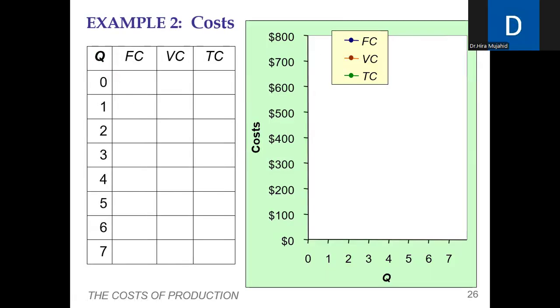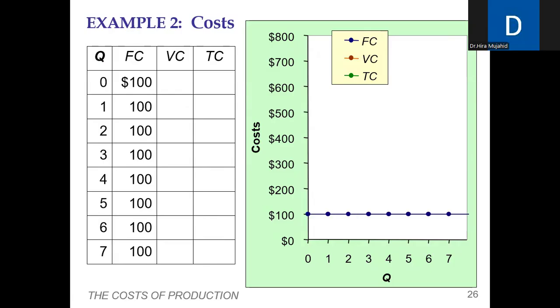This is the second example. Here we will draw all of the three curves we discussed so far: fixed cost, variable cost, and total cost. We are producing 0, 1, 2, 3, 4, 5, 6, 7 units of output. And here is your fixed cost, which is similar irrespective of the output.